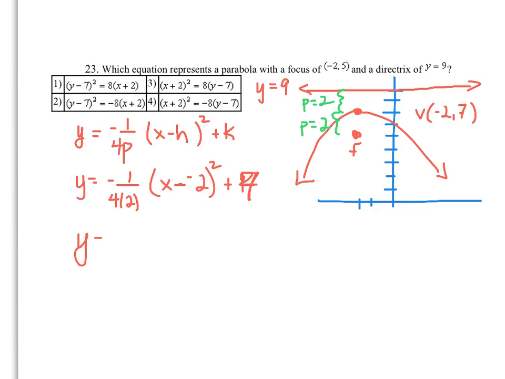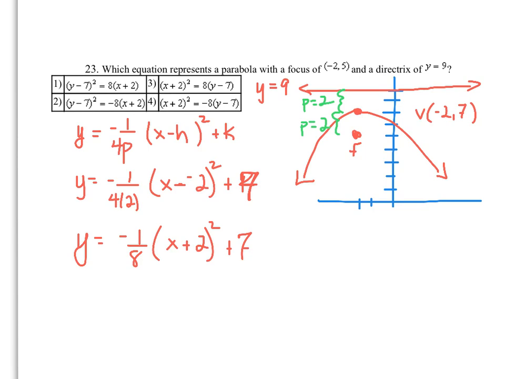So here we go. y equals negative 1 over 8. Now remember, minus a negative is the same thing as saying plus, so (x + 2) squared plus 7. And that's the equation of your parabola. Now, if I look at what's up there, I don't really see that. I kind of sort of see it.